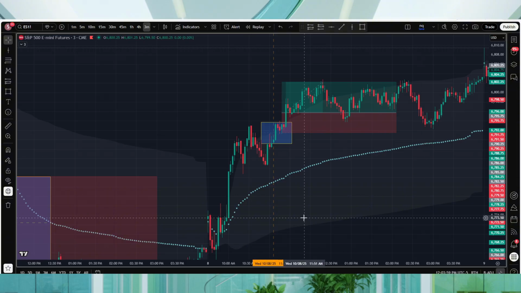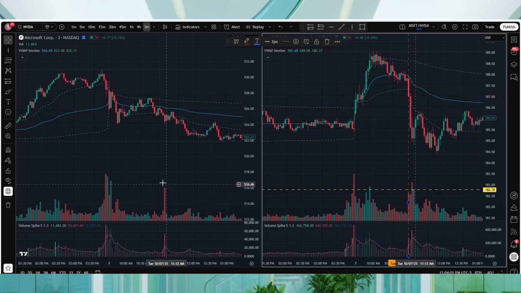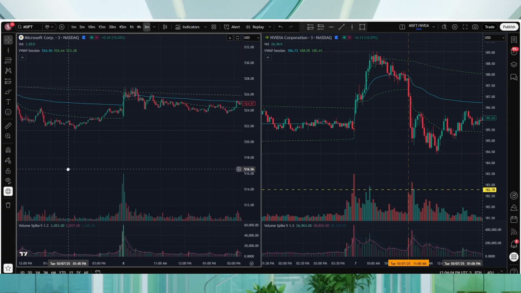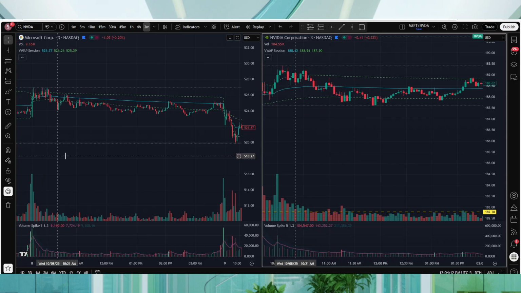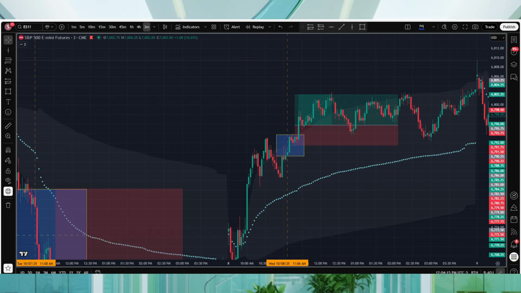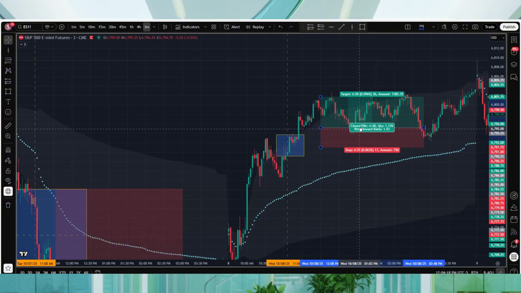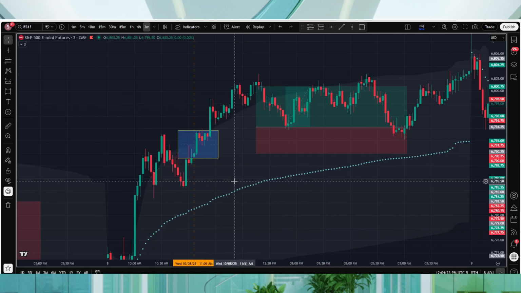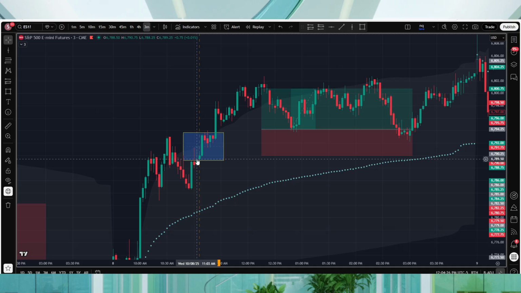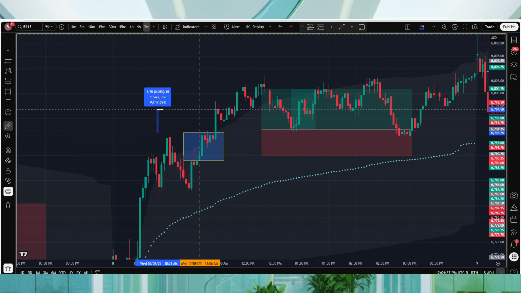So the next day is October 8th. All right, October 8th, 11:06 a.m. is going to be our first entry. And then we get a very large close. So let's go through this again. We have one 3-minute candle here, then the second 3-minute candle, and third 3-minute candle. That forms our box.